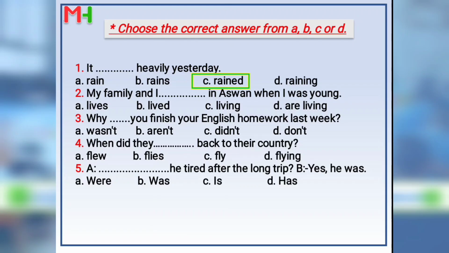Number 2. My family and I ___ in Aswan when I was young. When I was young expresses the past, so we want a verb in the second form. Here the answer will be, great job, letter B. My family and I lived in Aswan when I was young.